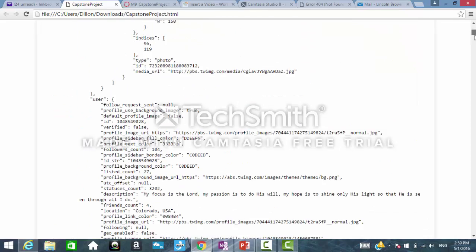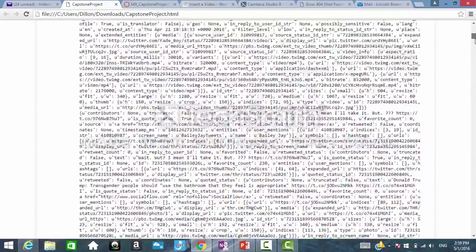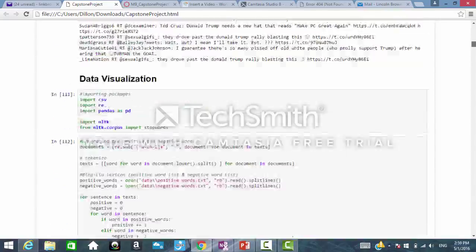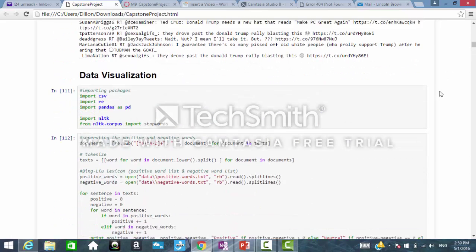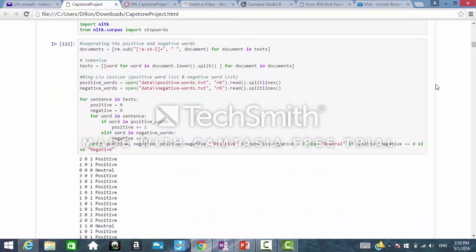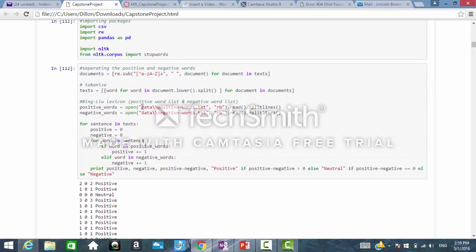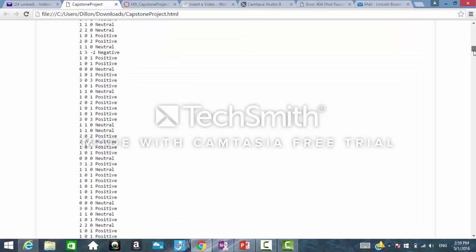and we came up with 2,825 individual tweets throughout the entire set. From there, we decided to visualize some of the data and see from these Twitter analytics which popular users were positive or negative, depending on a data set that we had of positive and negative words. And so you can see that here.